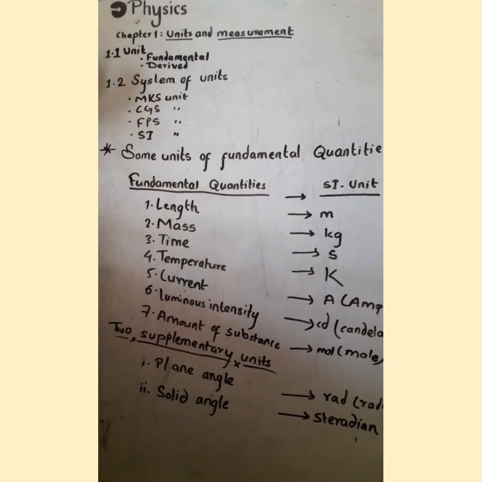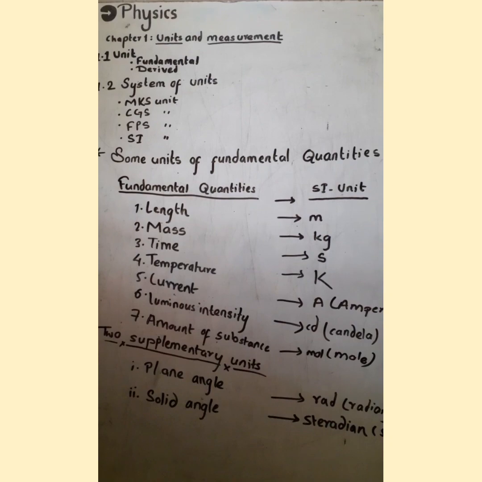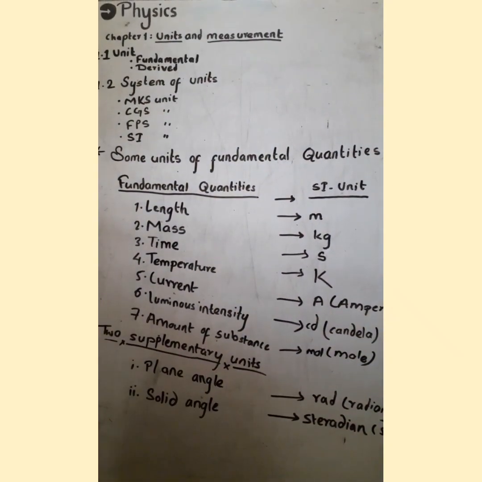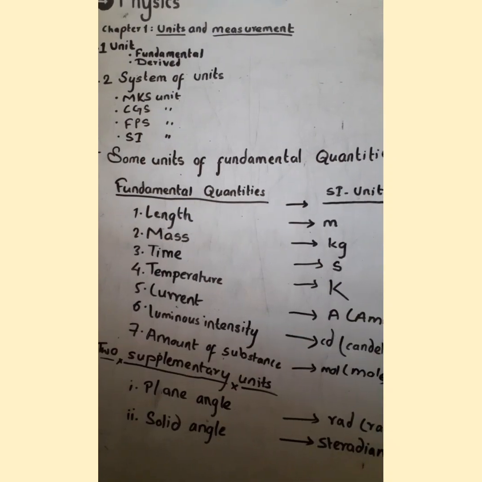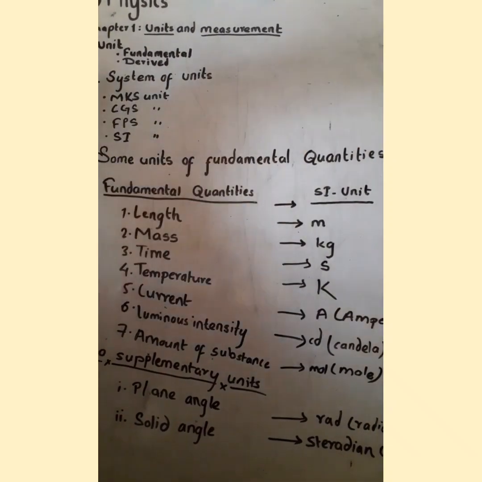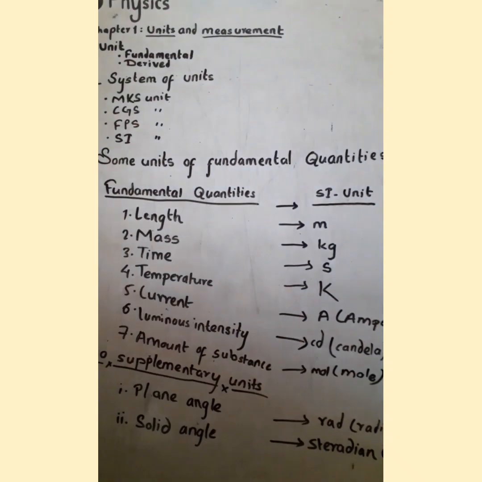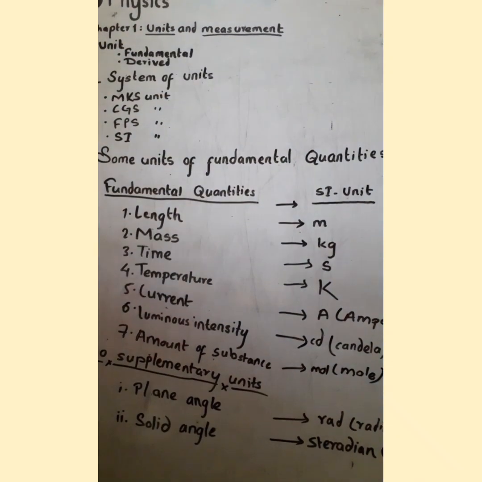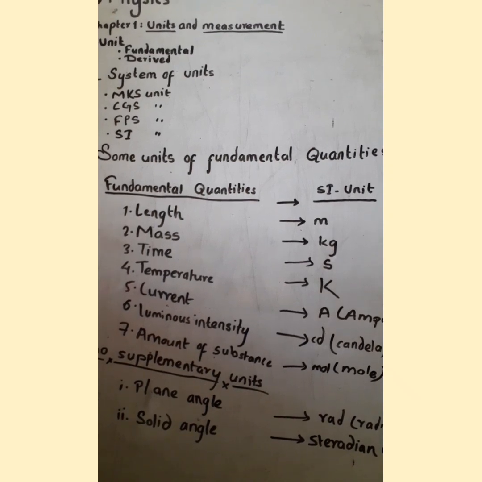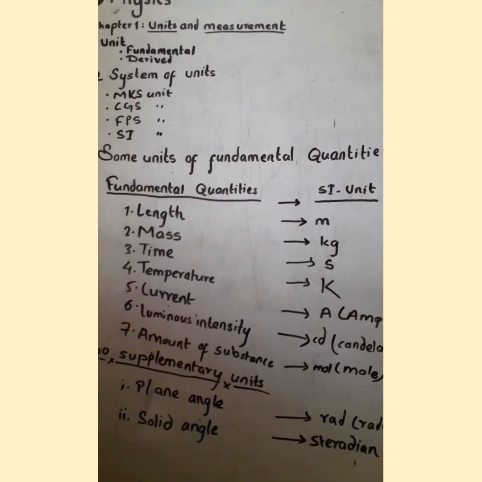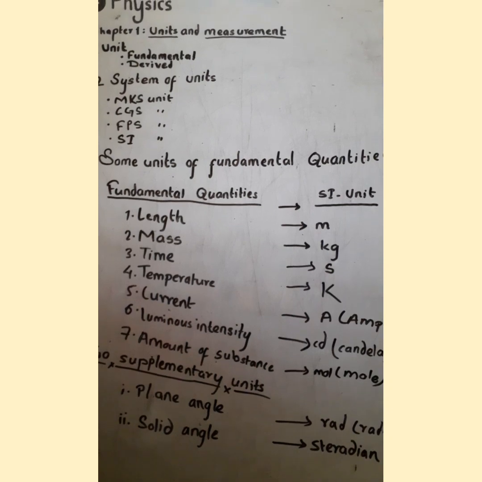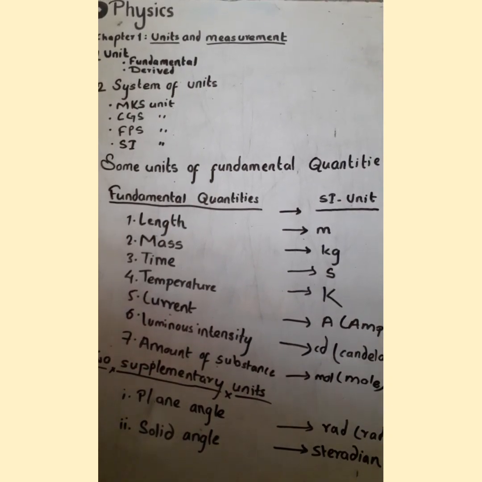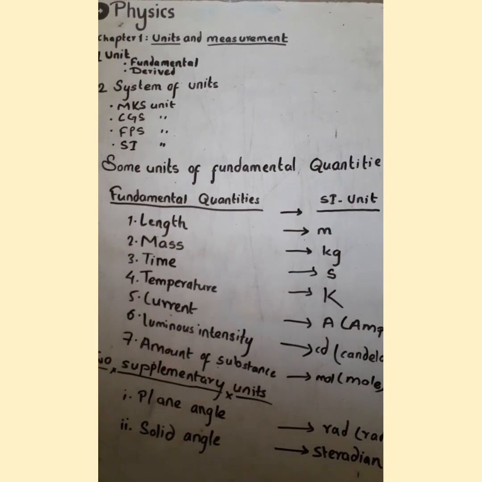It is important, and it is the first chapter, and the chapter is units and measurement. First of all, it is measurement. What is measurement? We have already read from class 8 also. Measurement, the comparison of unknown physical quantity with a standard quantity is called measurement.